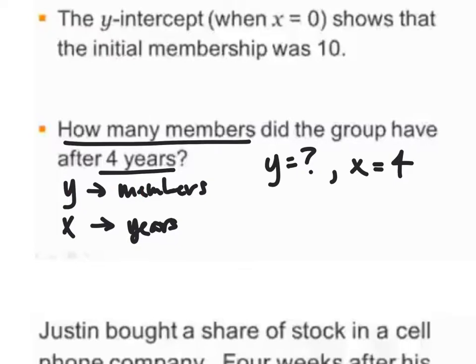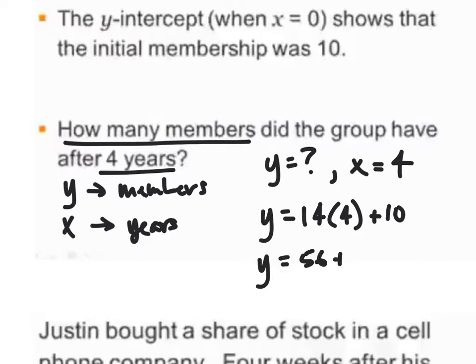Now I'm going to use that equation and write y is equal to 14 times 4 plus 10. I'm just going to plug in 4 for x. So I'm going to do 14 times 4, and that gives me 56 plus 10. So y is equal to 56 plus 10, and so you get y is equal to 66 members.